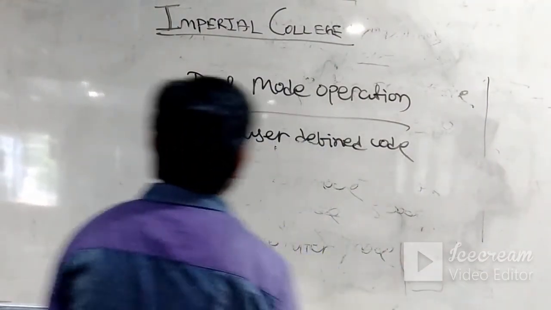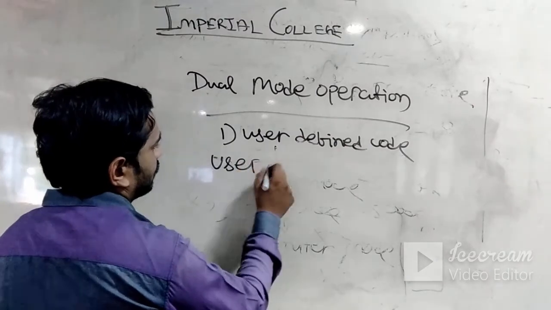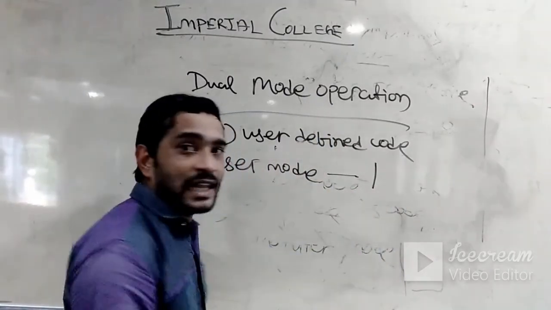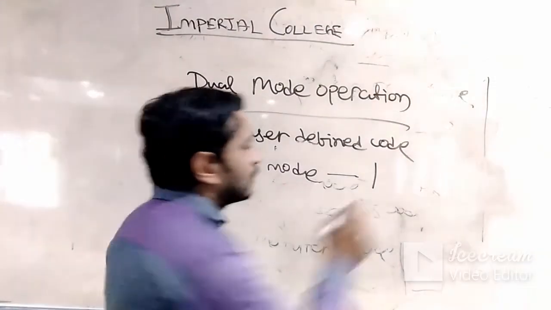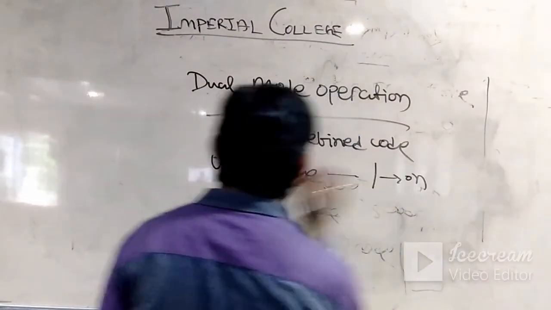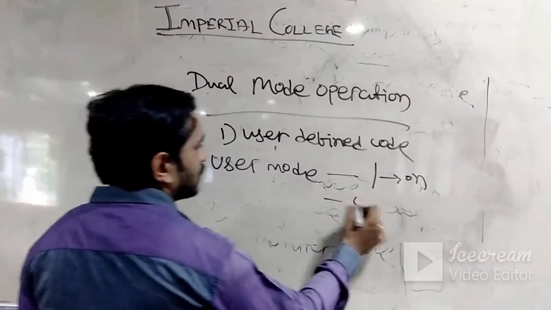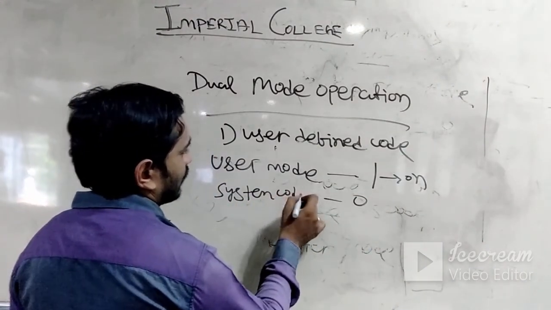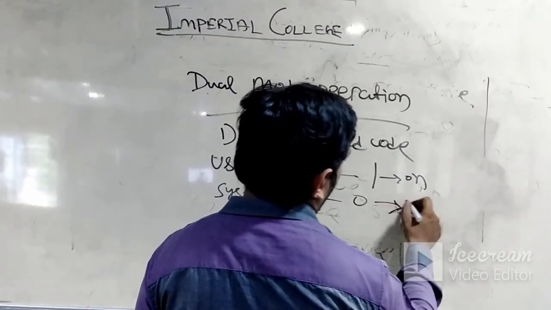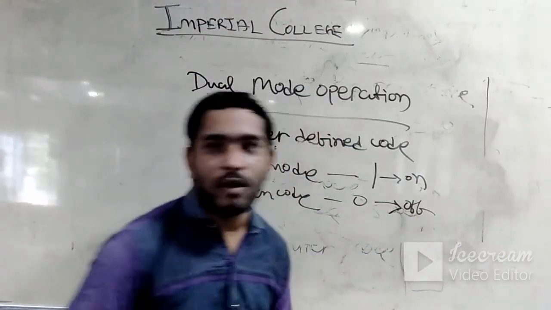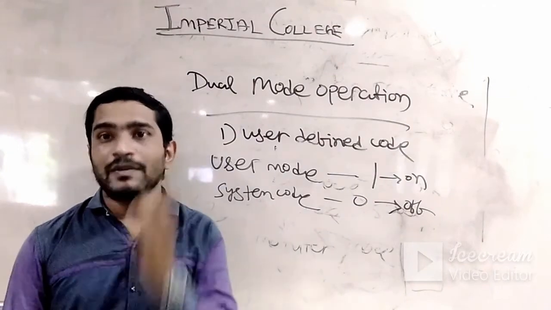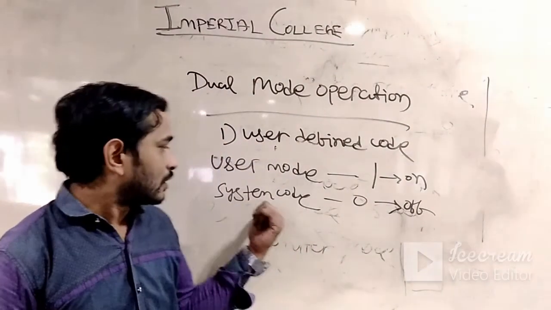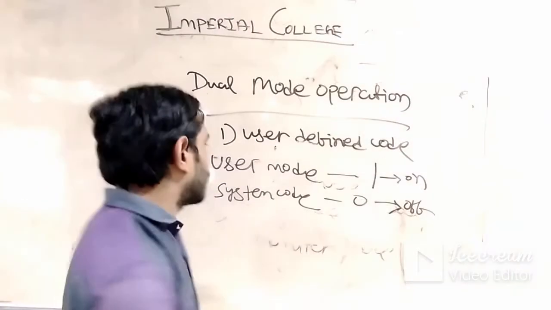For user mode we are using one. If the electronic signal is one, matlab on, then that is user mode. If the signal is zero, that is your system code, matlab off. If the signal is on, it is in user mode. If the signal is off, zero, it is system mode or monitor mode.